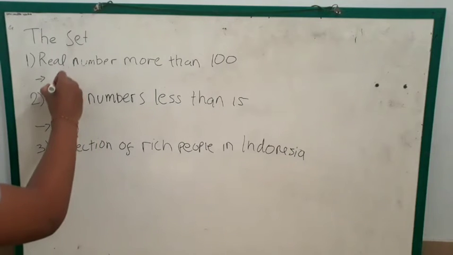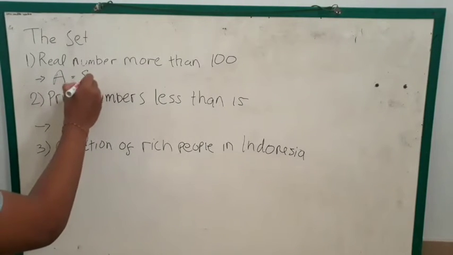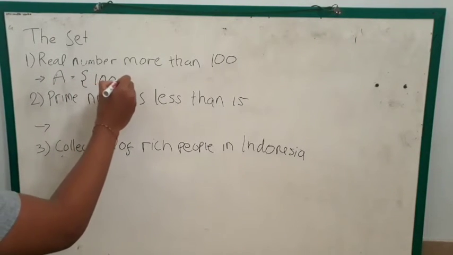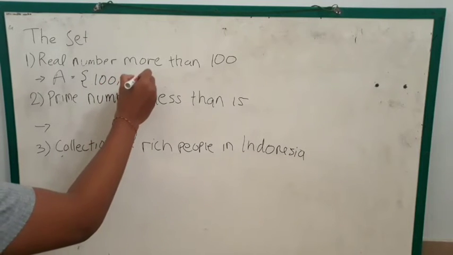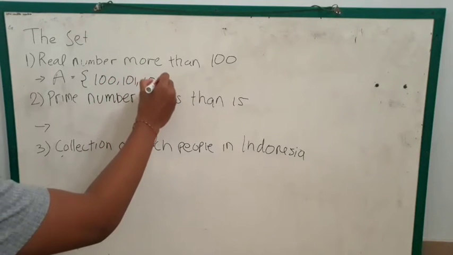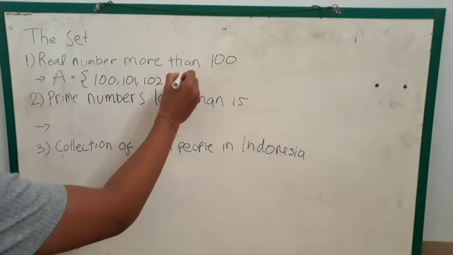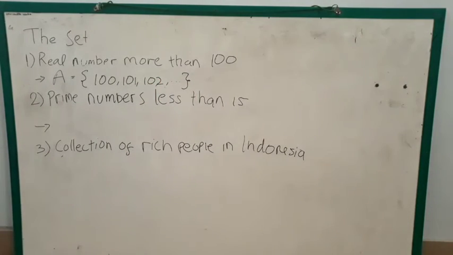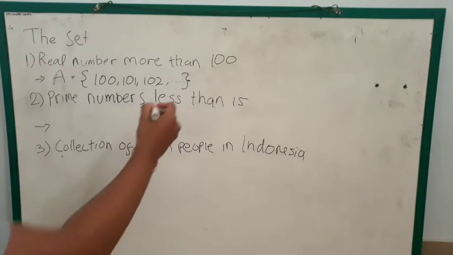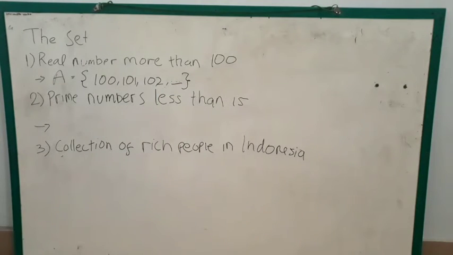In set A, we have 100, 101, 102, and so on. In this ellipsis, the dots mean that the set is infinite. And second example, I will give you a finite set.